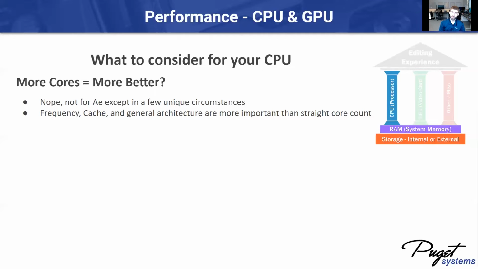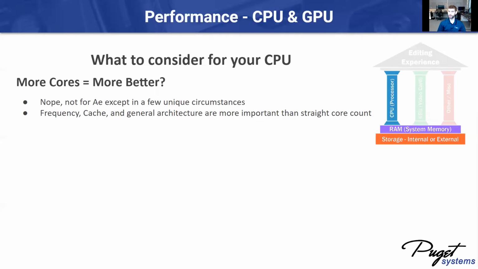But oftentimes it's the frequency, the cache, and just general architecture. These things are never in the specs for the CPU, never in the marketing materials. Oftentimes, they're more important than straight core count. I mean, you can take 2 CPUs that are the same frequency, same cache, but if they're one generation apart, that's usually about a 10% performance difference.